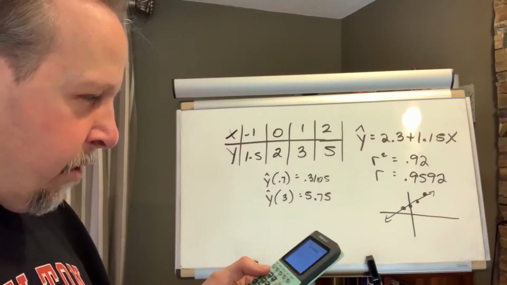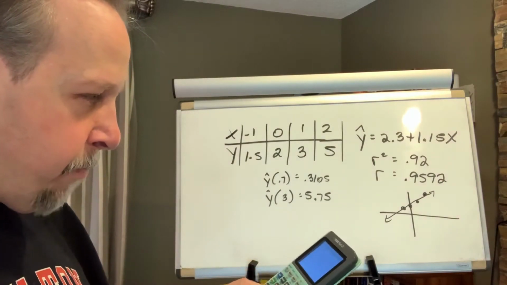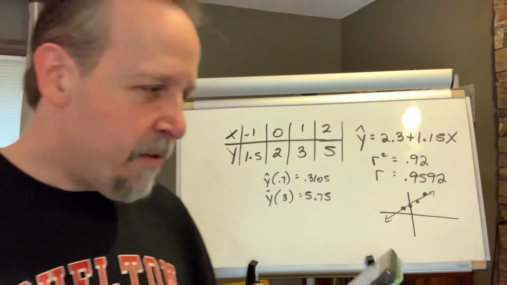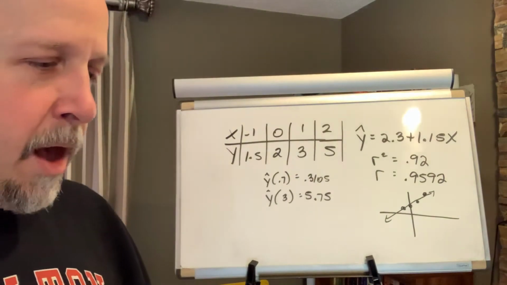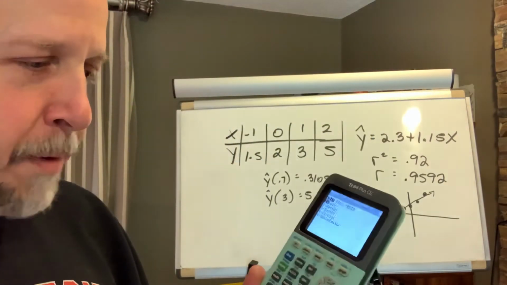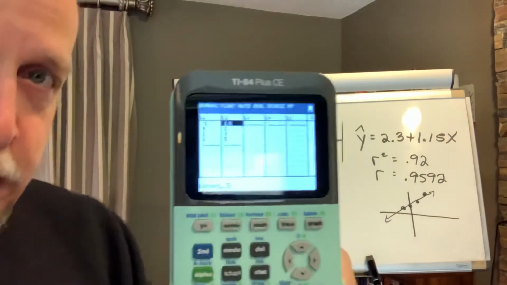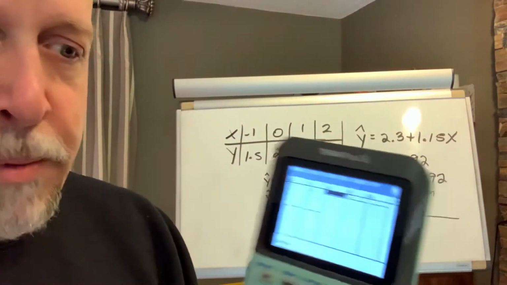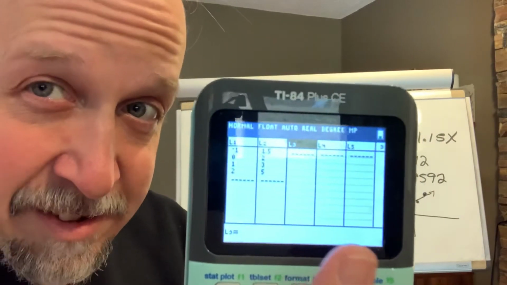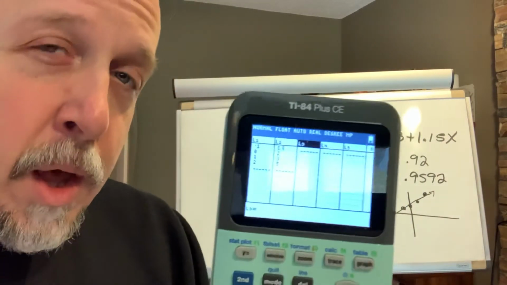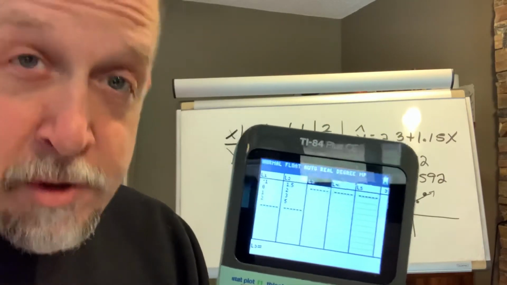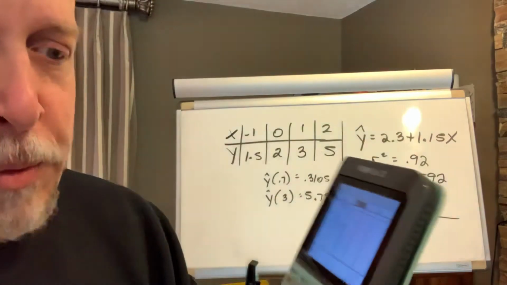And I'm just going to run it real fast. There we go. So I got everything there. Now here's what I'm going to do. Ready? I'm going to go back to my stat and go to my edit, my lists. And what I want to do is go to list 3. And when you go to list 3, go up to highlight L3. We want the calculator to find out what the residual values are.